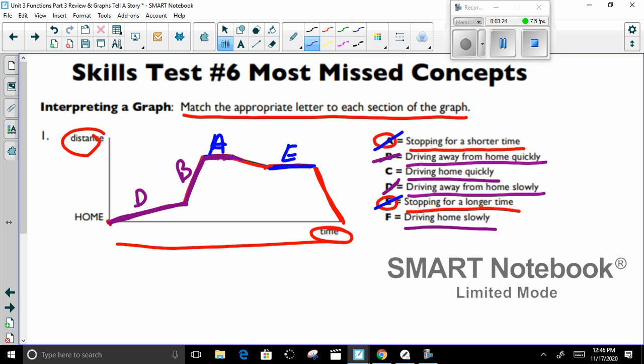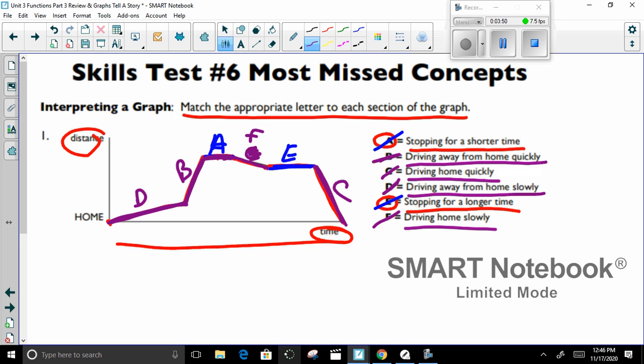And now it looks like we're going back towards home. So are we driving home quickly or are we driving home slowly there? That would be slowly. It's not going rapid. This part right here that decreases quick, whoops, we said this one would be slowly, which is F. This part is the quickly because it is decreasing rapidly there. So that's how my graph will tell my story.